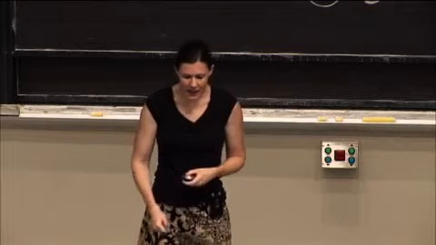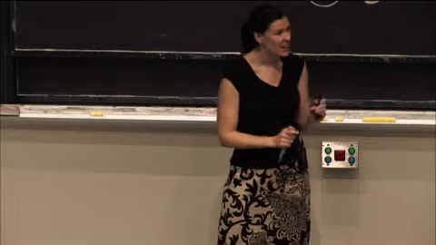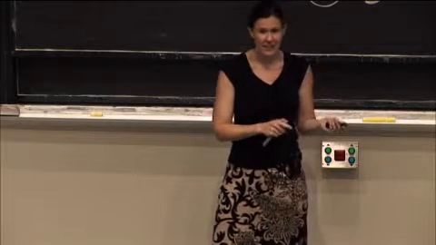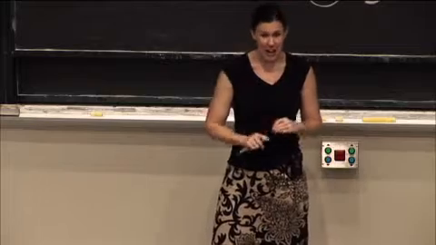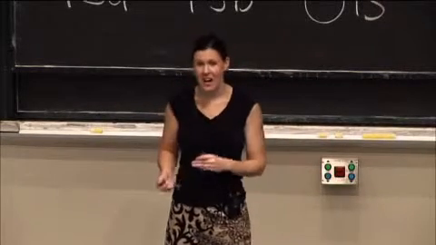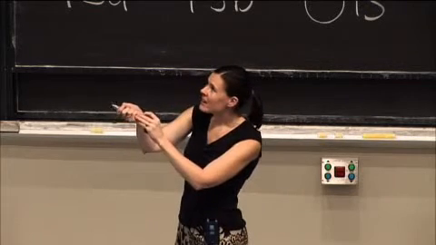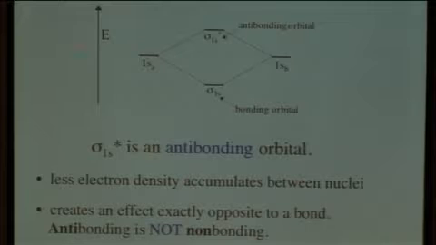So what I want to point out is that it creates an effect that is exactly opposite of a bond. You might have thought before we started talking about molecular orbital theory that non-bonding was the opposite of bonding. It's not. Anti-bonding is the opposite of bonding, and anti-bonding is not non-bonding. We can see that if we just look at this picture here. Here's bonding, and here is non-bonding. Anti-bonding is even higher in energy than non-bonding.